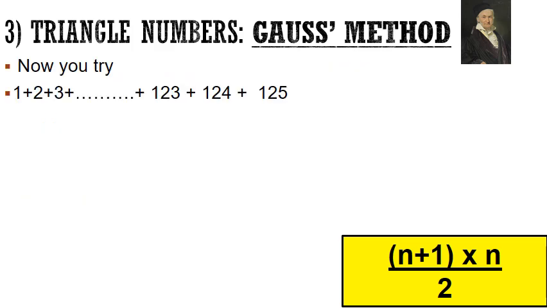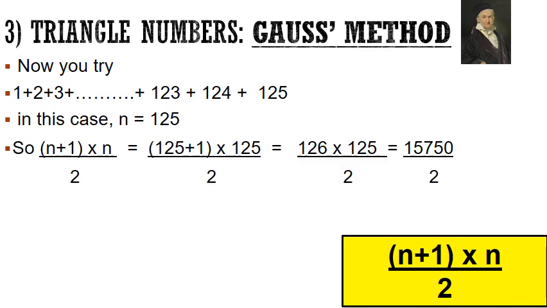So now you try: 1 plus 2 plus 3 all the way to plus 125. Take out a calculator. Maybe you want to hit the pause button now. Okay, let's review the solutions and answer. In this case, n equals 125. So 125 times 126, because 125 plus 1 is 126, right? So 126 times 125, divided by 2, your answer will be 7,875.